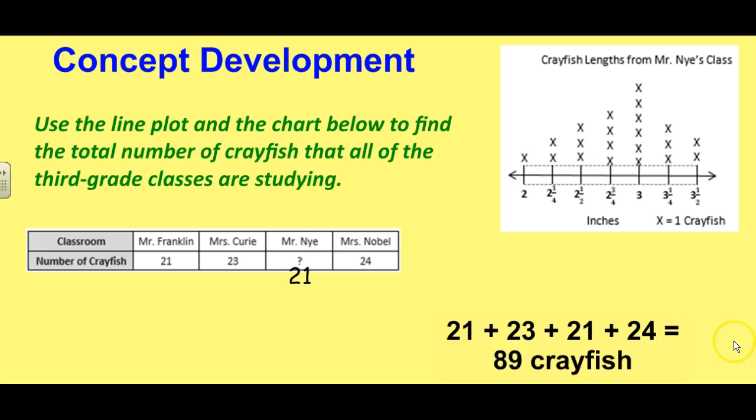So when you counted all of the X's on the line plot, you should have got 21 crawfish for Mr. Nye's class. So whenever you take 21 plus 23 plus 21 plus 24, you get a total of 89 crawfish that the 3rd grade classes are studying.